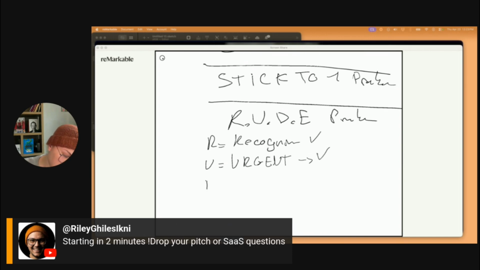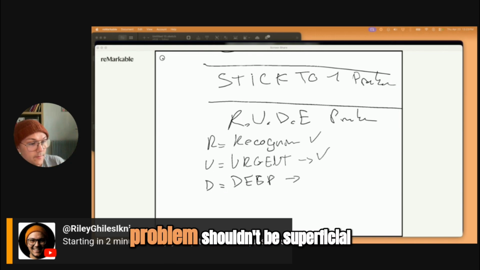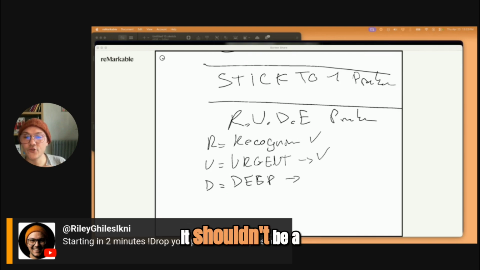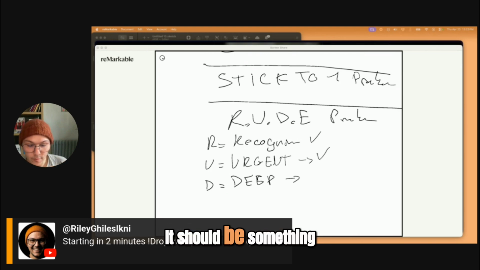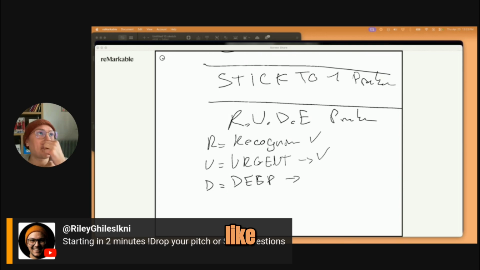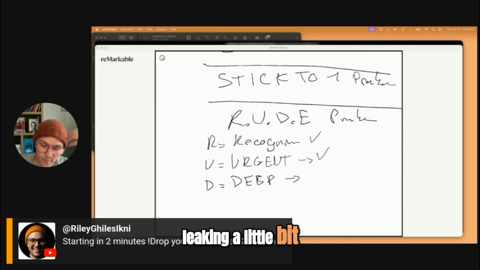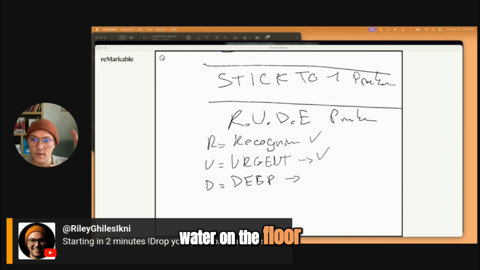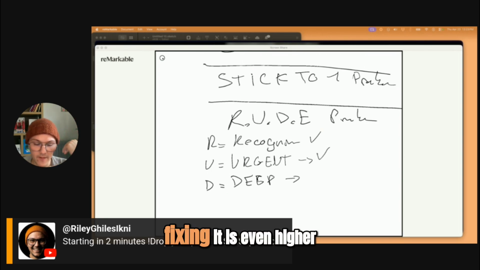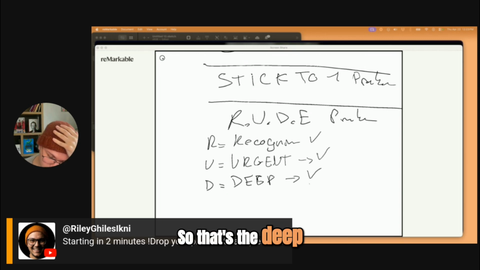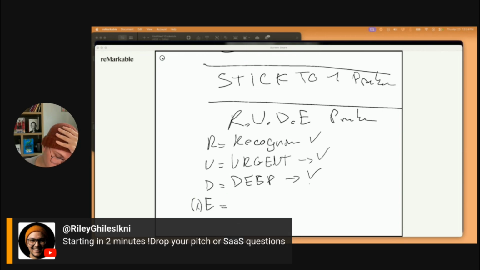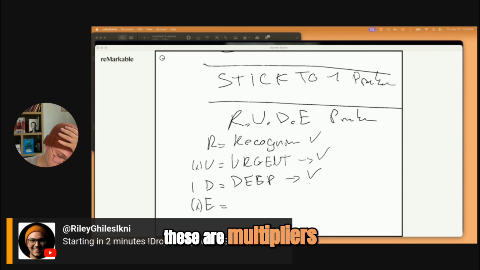Now we have the D. The D is for deep. And so what it means is that the problem shouldn't be superficial. It shouldn't be a nice to have. It should be something like the pipe is not leaking a little bit. It's not drops of water on the floor. It has to be much deeper than that, so that the cost of not fixing it is even higher. So that's the deep. And then the E, and this again is a multiplier. So these are multipliers, these are multipliers, these are multipliers.